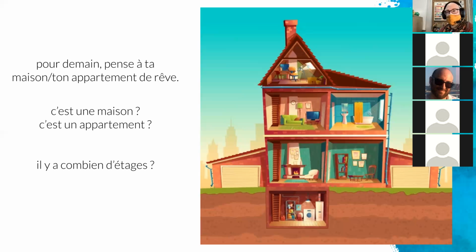So in big cities like Paris, for example, there are apartments with multiple levels, right? So just because you pick an appartement doesn't mean you only have one floor. You might have several floors, right?